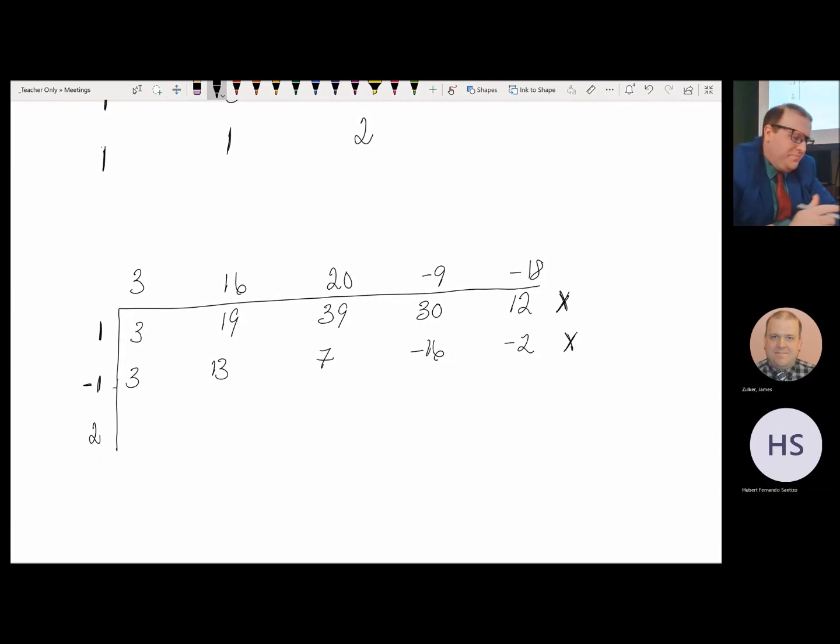Let's check 2. 2 times 3 plus 16 times 2 plus 20 times 2 minus 9 times 2 is not going to be positive 18. So that's not going to be a zero.